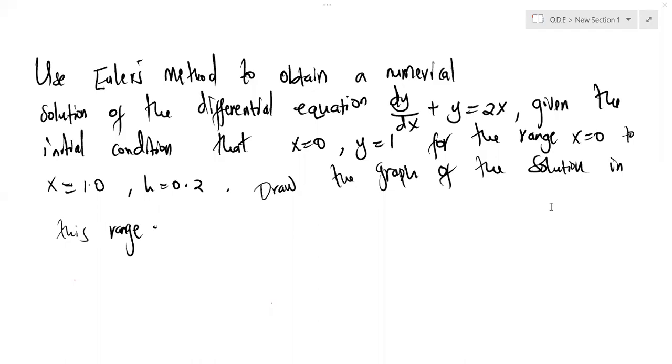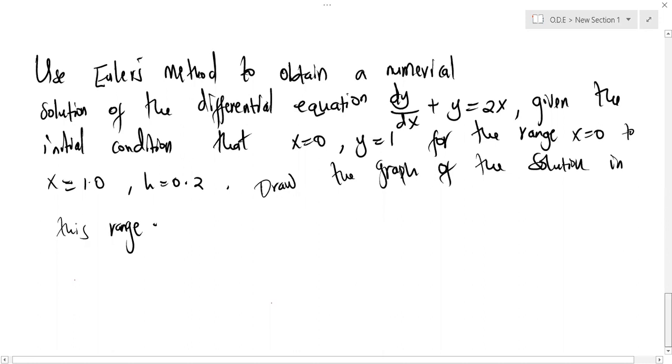So example number 2, use Euler's method to obtain a numerical solution of the differential equation dy/dx plus y is equal to 2x, given that the initial conditions are at x is equal to 0, y is equal to 1. The range is from 0 to 1, and the interval is 0.2. Draw the graph of the solution in that particular range.